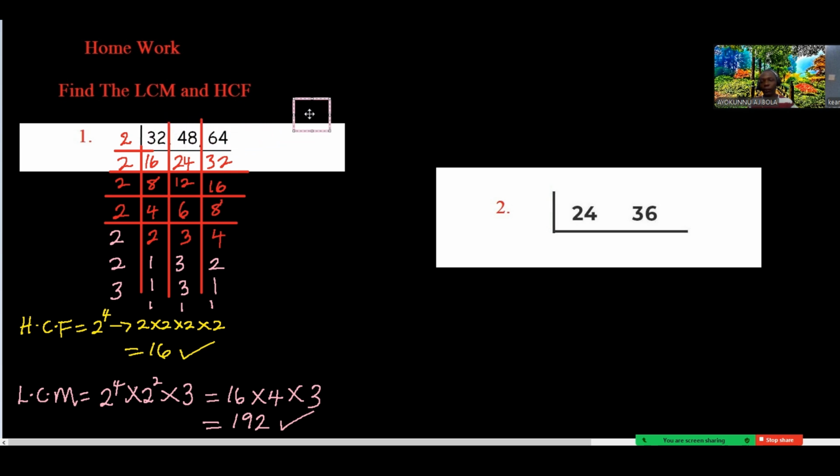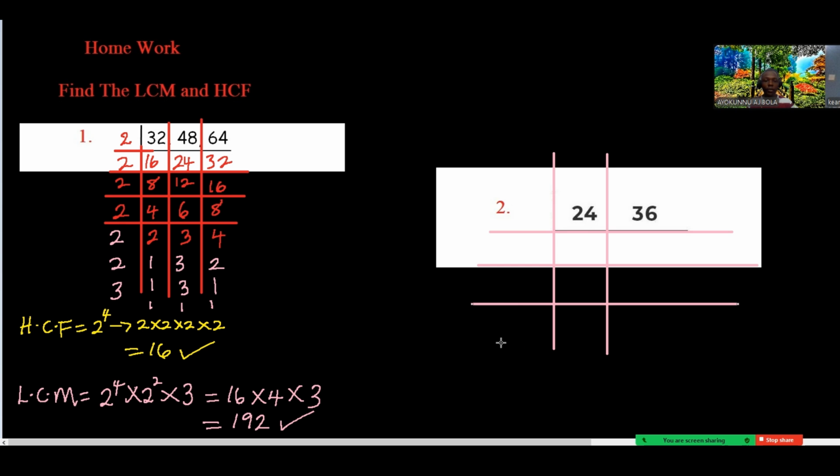Okay. Now let's try the second one, which is 24 and 36. For 24 and 36, we're still going to divide the way we've been dividing before. So what I have now is I want to divide with 2. 2 in 24 is 12. 2 in 36 is 18. Then 2 can go again. This is 6 and this is 9. At this spot, 2 cannot go.